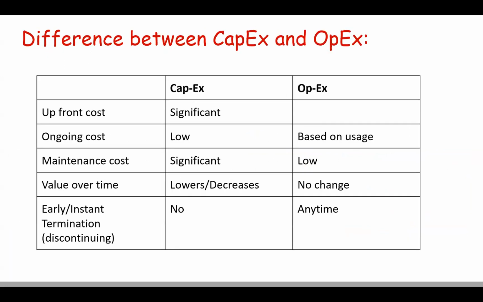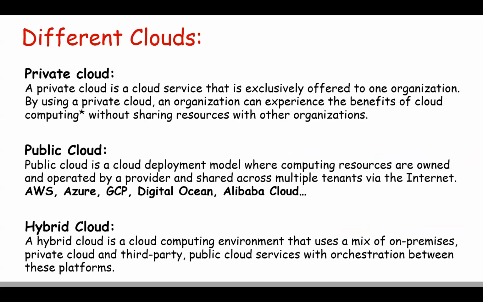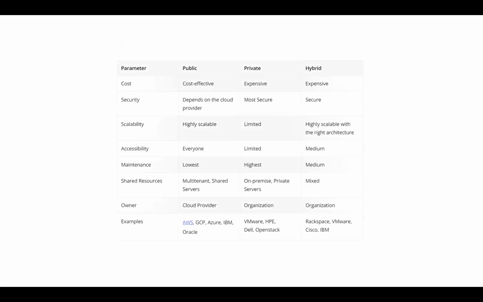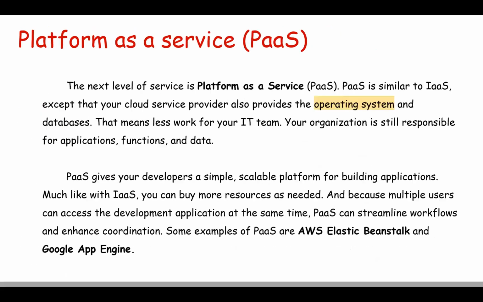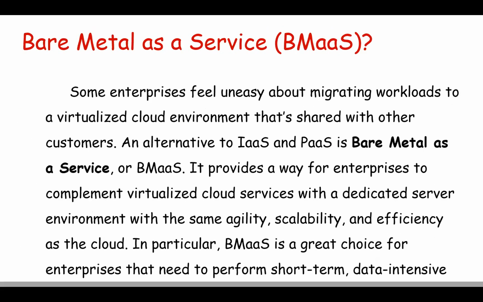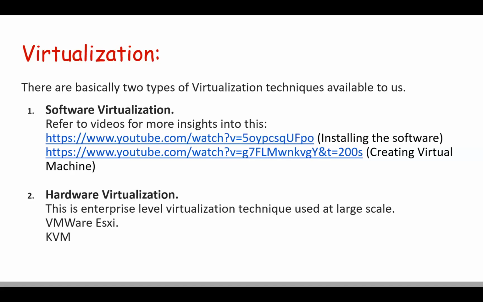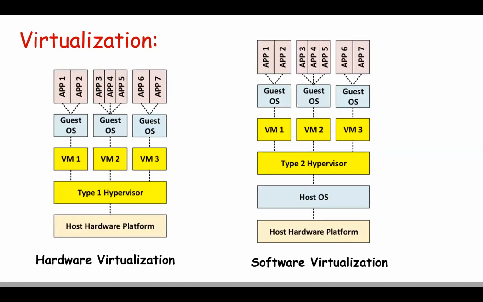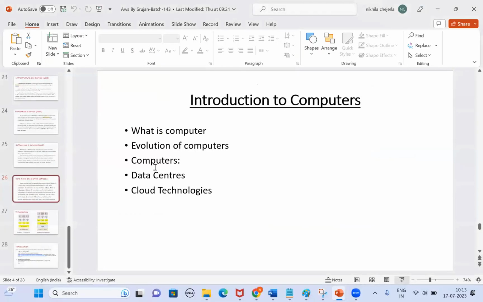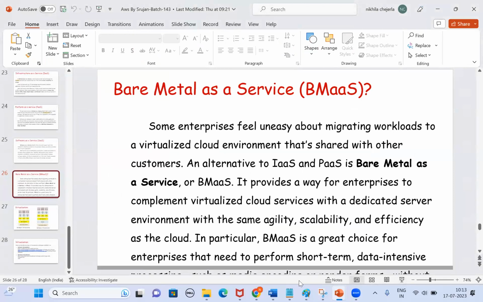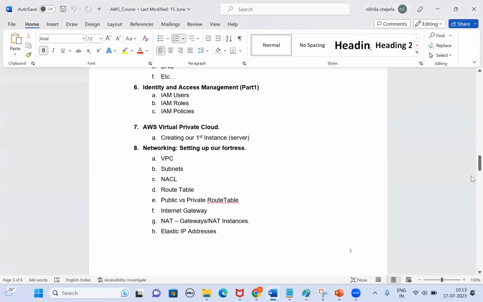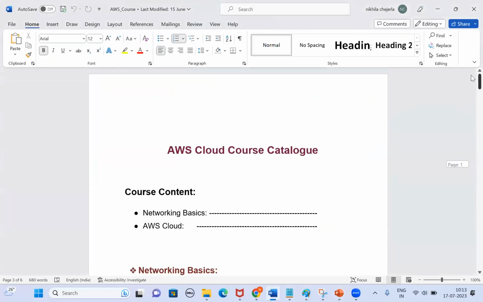We had discussed the differences between capital expenses and operational expenses, different types of clouds, SaaS, PaaS, and IaaS, and virtualization, including how hardware virtualization and software virtualization work. It's a general introduction topic we discussed in the last sessions. And just for understanding, as you have the course content, this is the course which we are going to cover here.